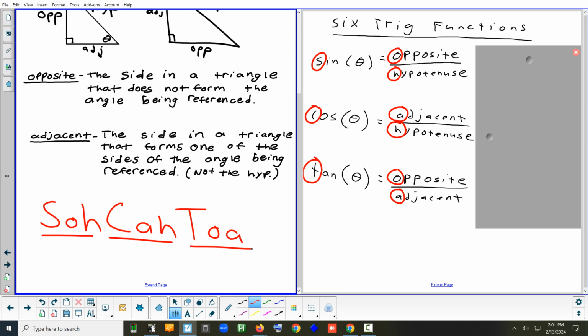Has anyone seen that before? Yeah, it's just a way to remember. SOH-CAH-TOA. Sine is opposite over hypotenuse, cosine is adjacent over hypotenuse, tangent is opposite over adjacent.